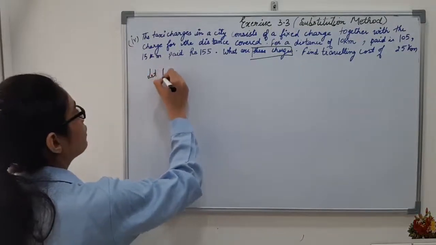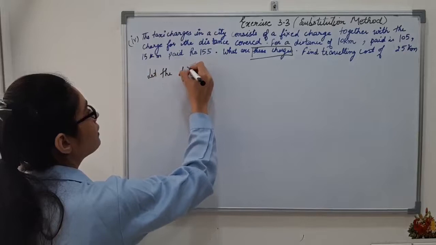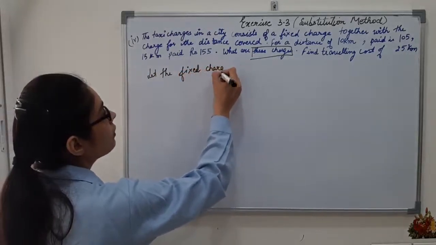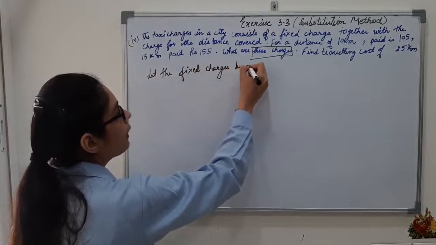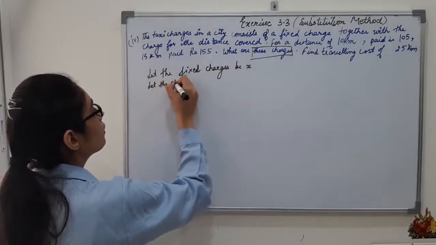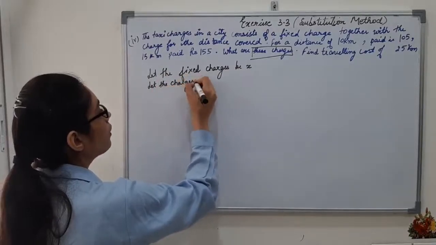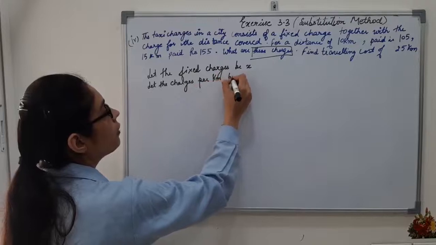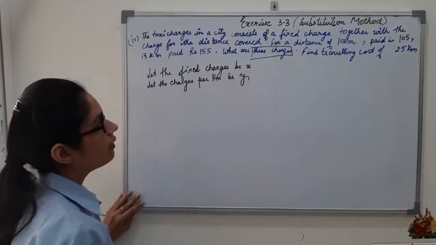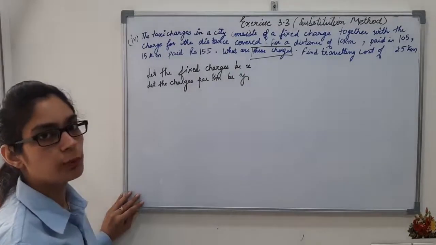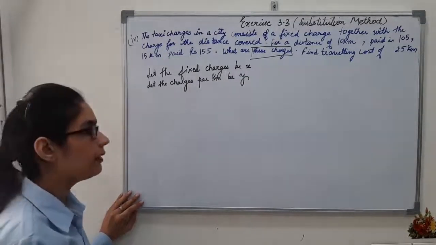So let the fixed charge be x, and let the charge per kilometer be y. For example, 20 is the fixed charge, and per kilometer they are charging rupees 10.